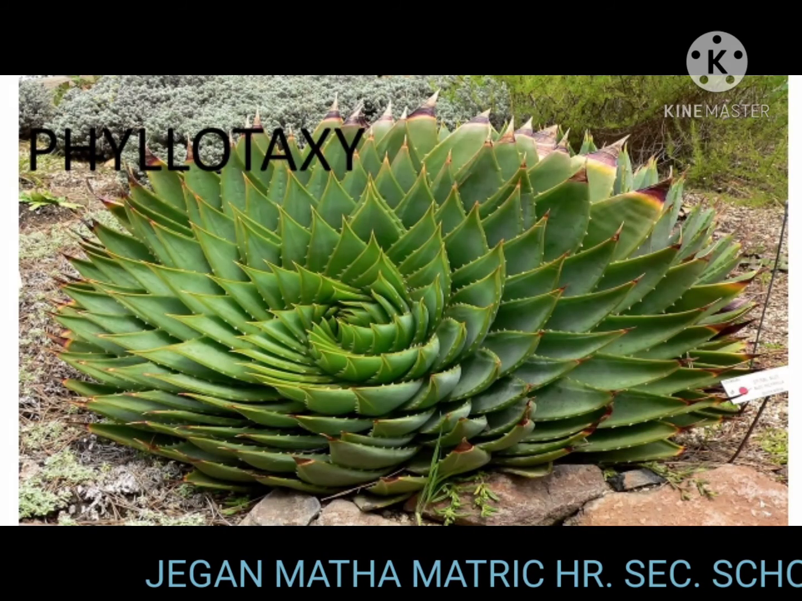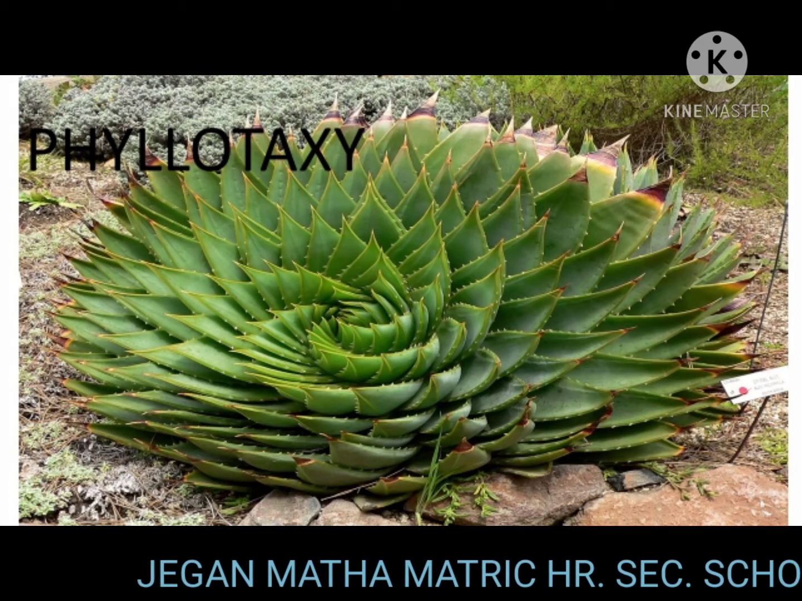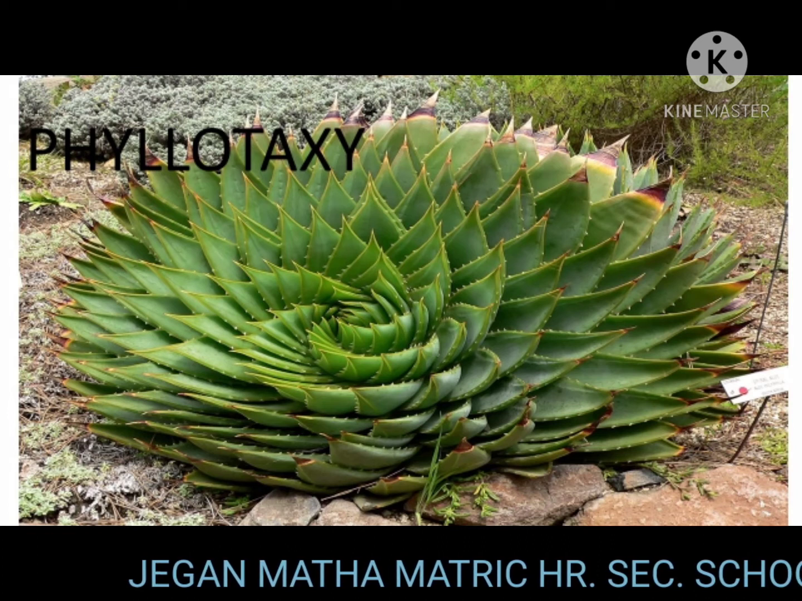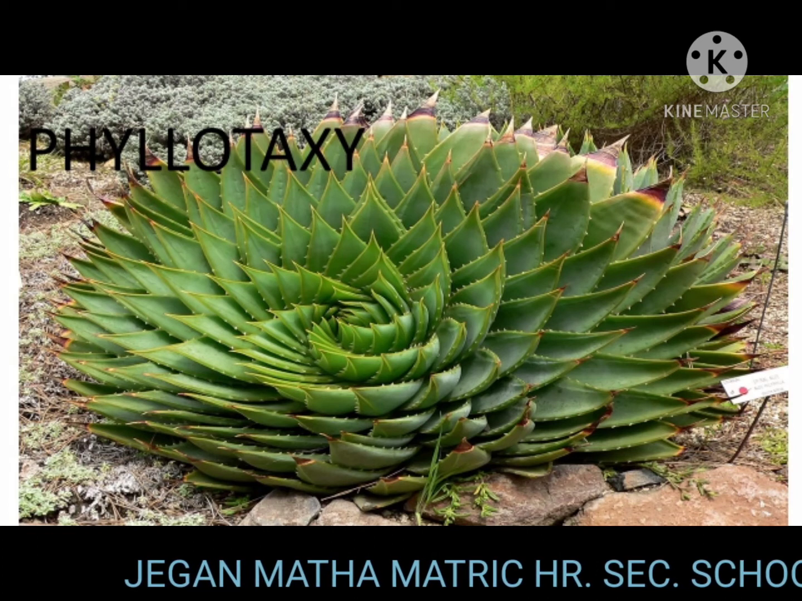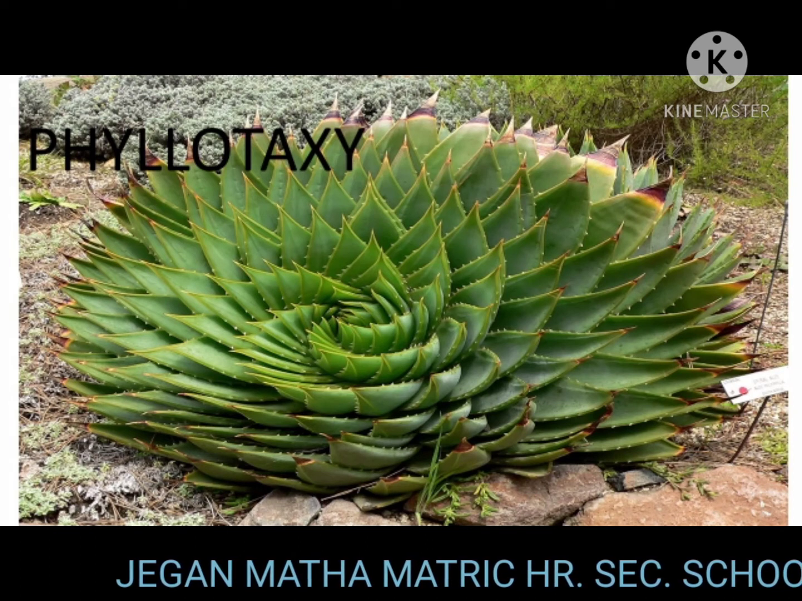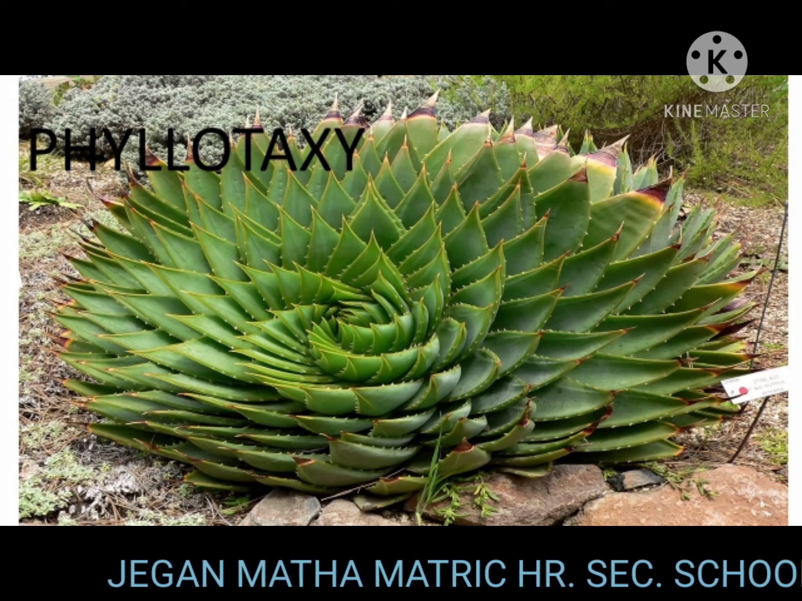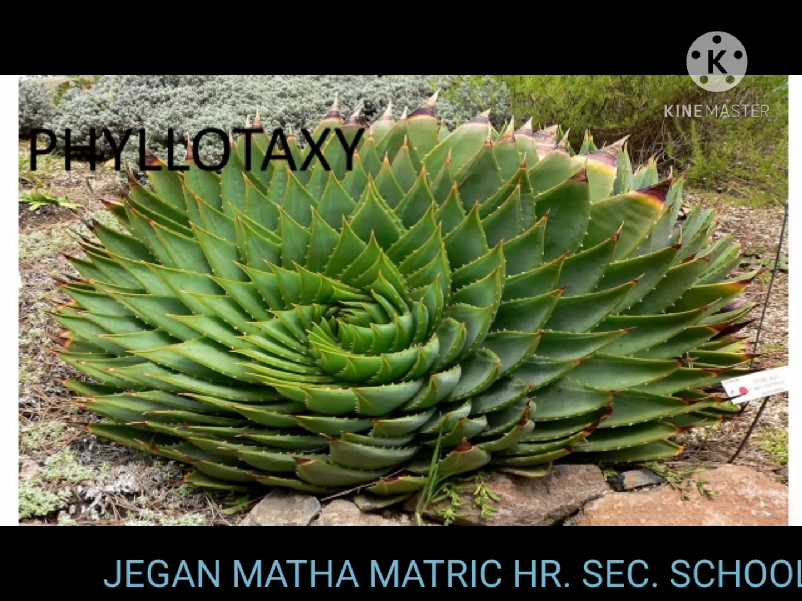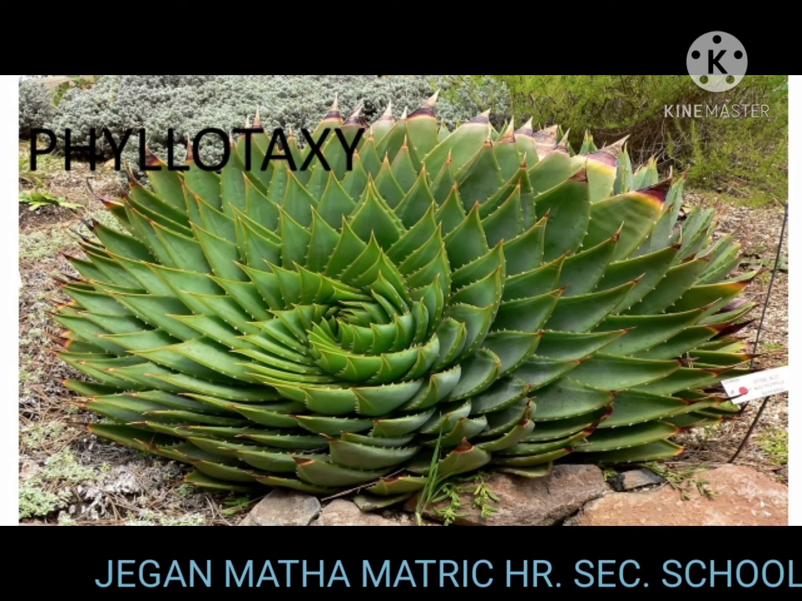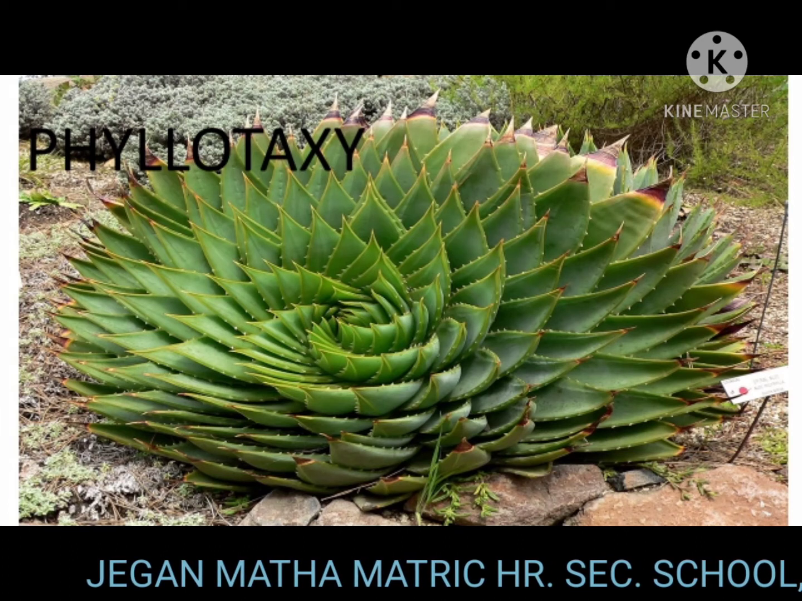PHYLLOTAXY. The mode of arrangement of leaves on the stem is known as PHYLLOTAXY. PHYLLOTAXY is to avoid overcrowding of leaves and expose the leaves maximum to the sunlight for photosynthesis. The four main types of PHYLLOTAXY are alternate, opposite, ternate, whorled.